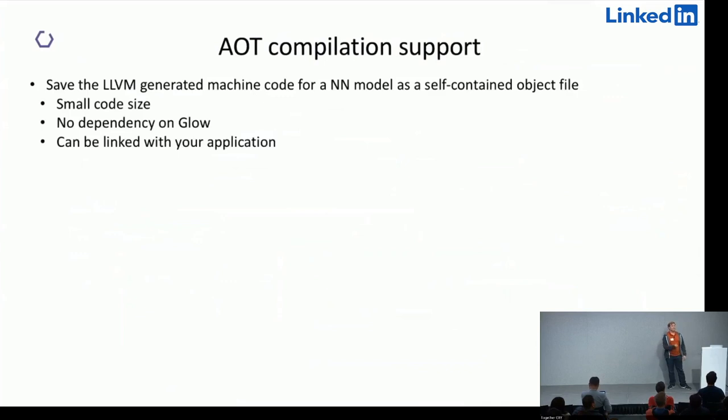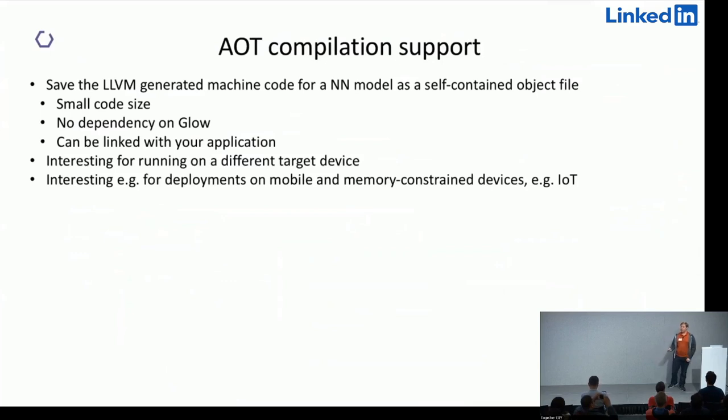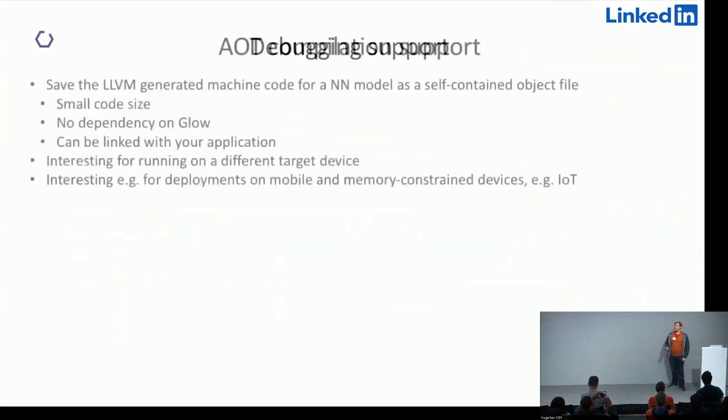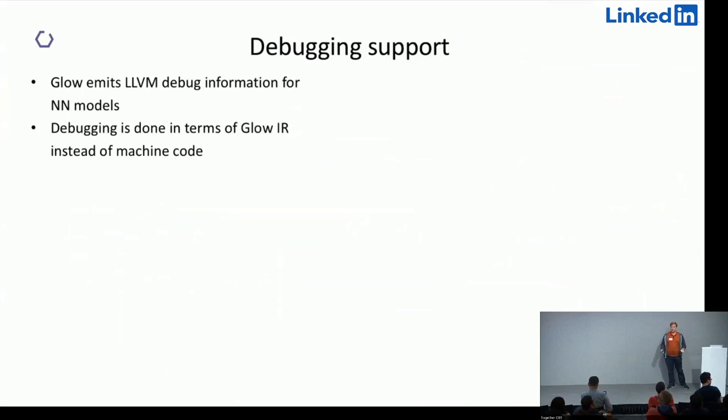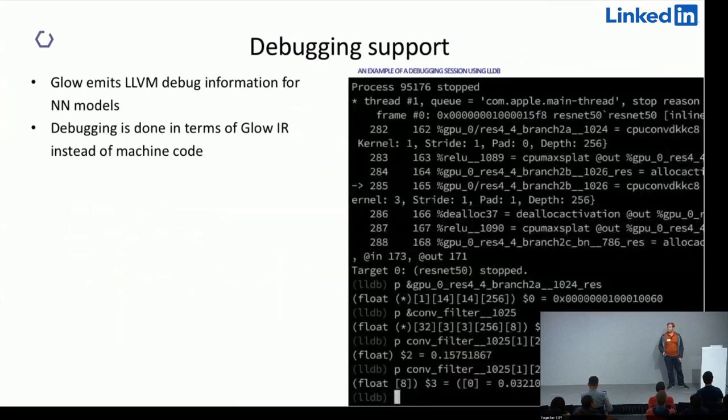And finally, Glow supports ahead-of-time compilation so that you can compile your network down to a binary and then run it without needing to go through Glow. So this is particularly of interest for Internet of Things applications. Low power, where you can't compile on the fly.